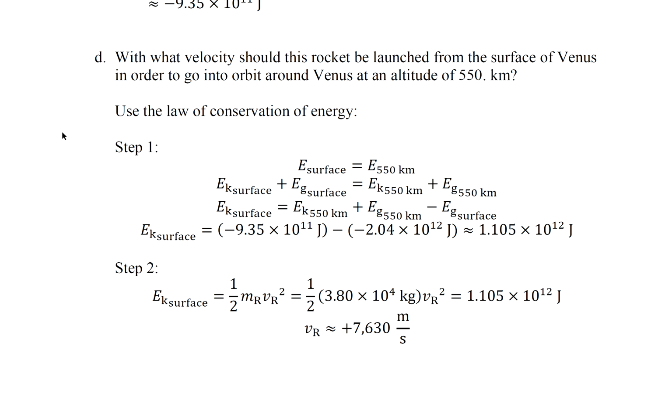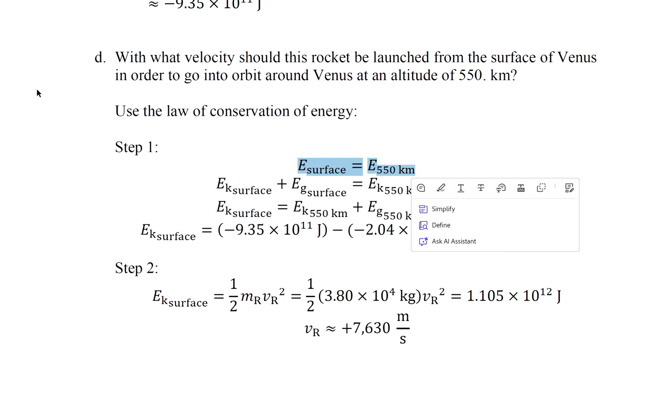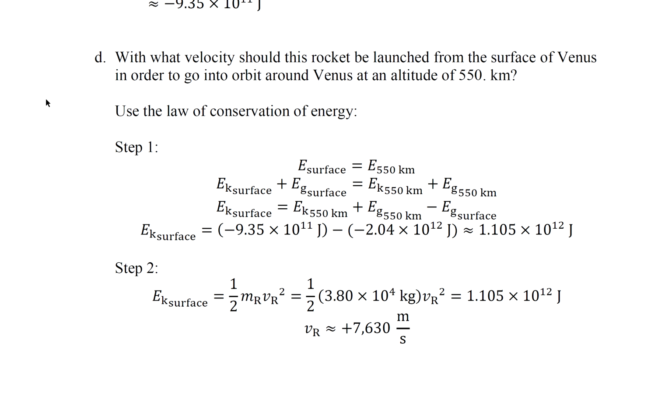So use the law of conservation of energy. The total energy of the rocket at the surface is equal to the total energy of the rocket at 550 kilometers above the surface.